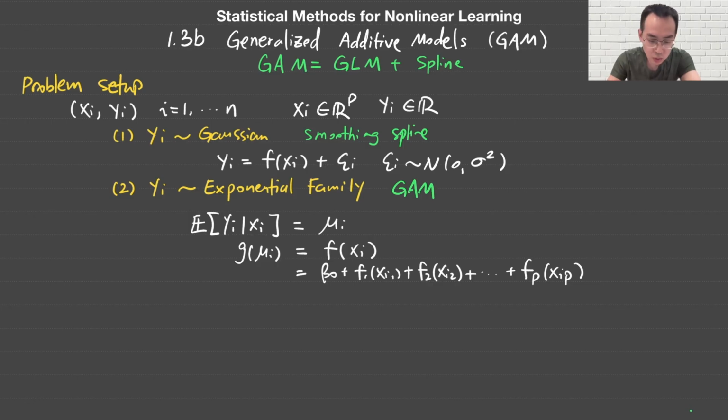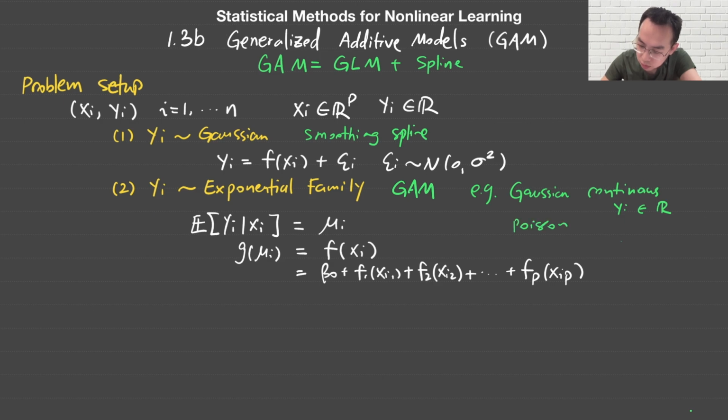There are several distributions in the exponential family, but the most common ones are just three of them. The first one is the Gaussian. That's how we model the continuous distribution, where yi is a real number, right? The second distribution is Poisson.